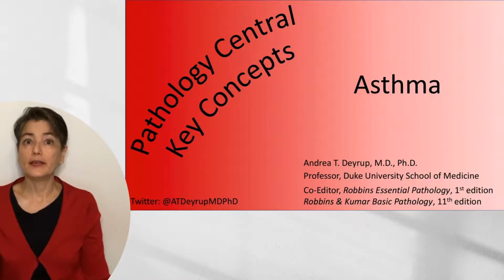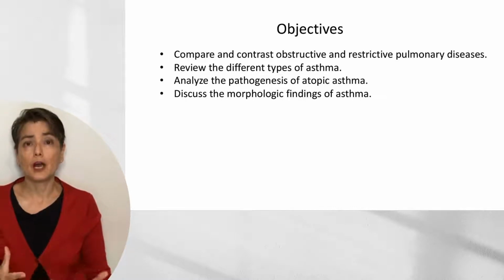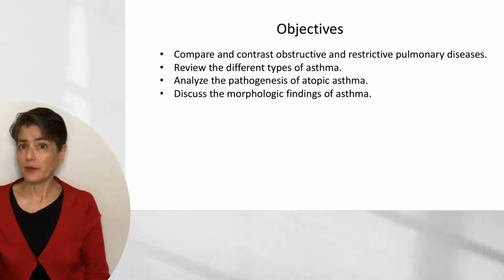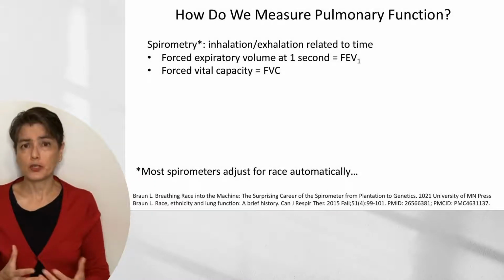The topic of this video is asthma. I'm going to begin by comparing and contrasting obstructive and restrictive pulmonary diseases, and I will then review the different types of asthma. Next, we will do a deep dive into the pathogenesis of atopic asthma, which is the most common type of asthma. And I'll finish up by discussing the morphologic findings of asthma, as well as a brief discussion of treatment. So first of all, let's think about how do we measure pulmonary function?